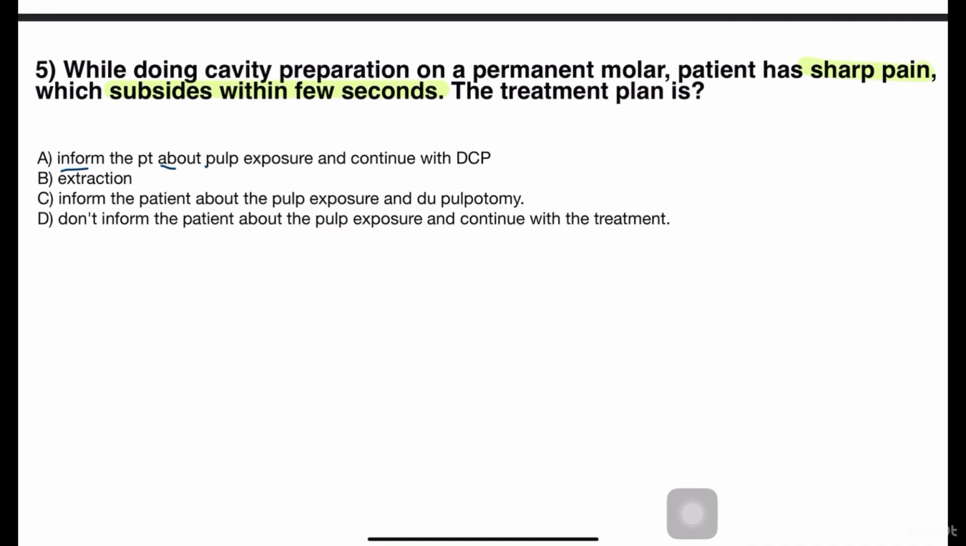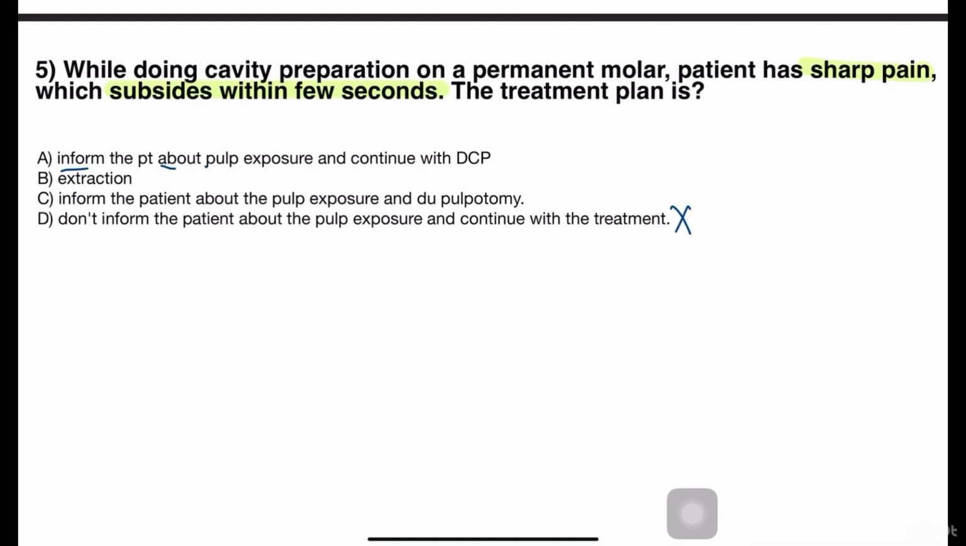Firstly, this is not the answer, because you have to always tell the patient about each and every treatment option you are doing and each and every thing that you have performed or any mistakes that you have made during the treatment. So option D is absolutely incorrect. The other options are: inform the patient about the pulp exposure and do pulpotomy, or extraction, and inform the patient about the pulp exposure and continue with DCP.